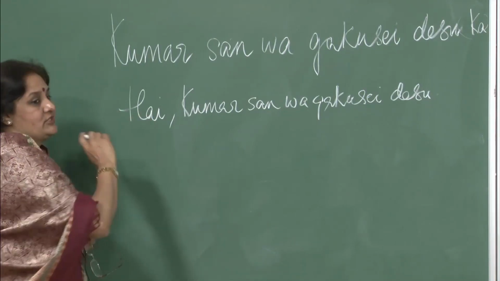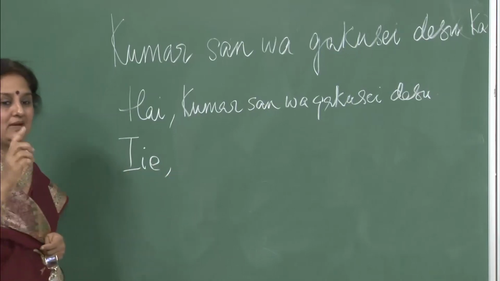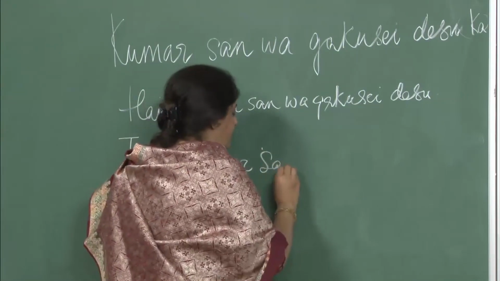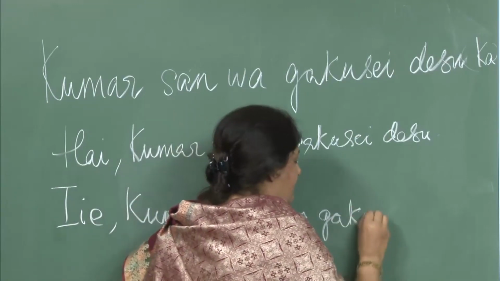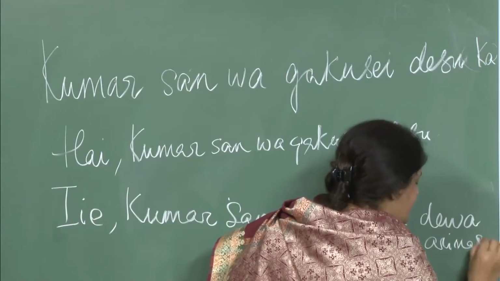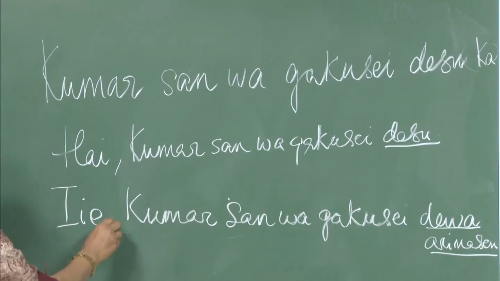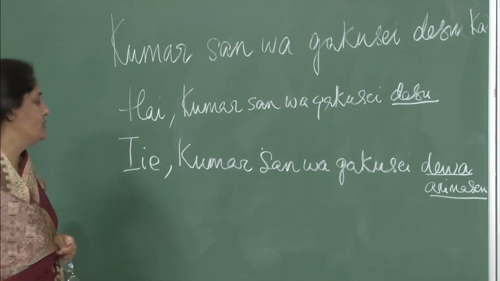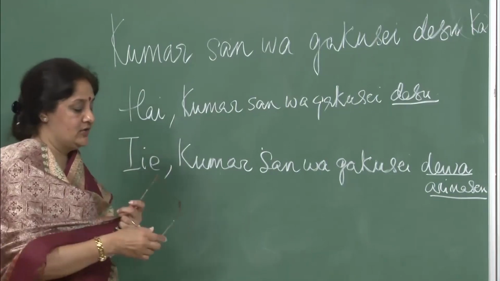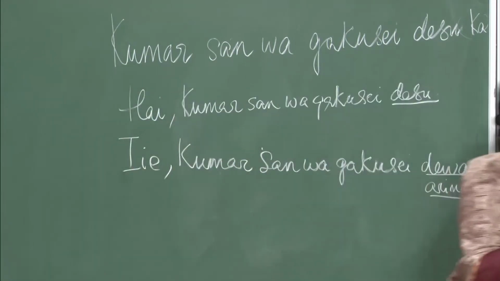Well, today, how would you say negative? Kumar san wa gakusei desu ka? Iie. Please remember, iie. Iie, Kumar san wa gakusei dewa arimasen. The negative for this is dewa arimasen. Iie, no, Kumar san is not a student. Iie, Kumar san wa gakusei dewa arimasen. So you could please repeat after me. Iie, Kumar san wa gakusei dewa arimasen.